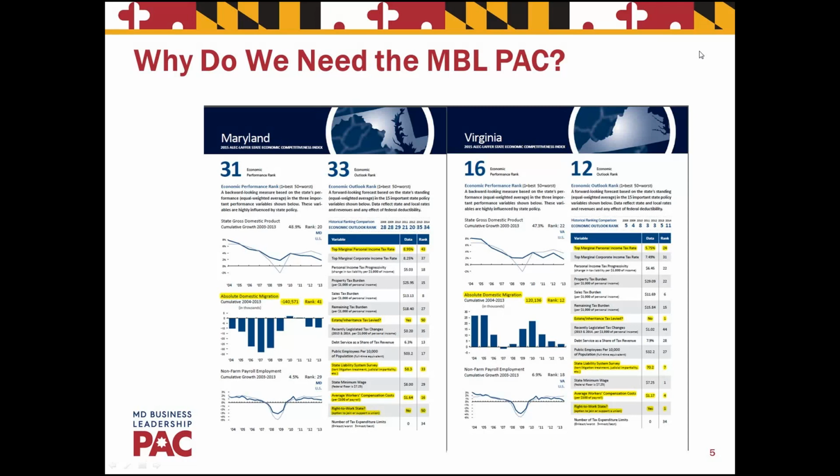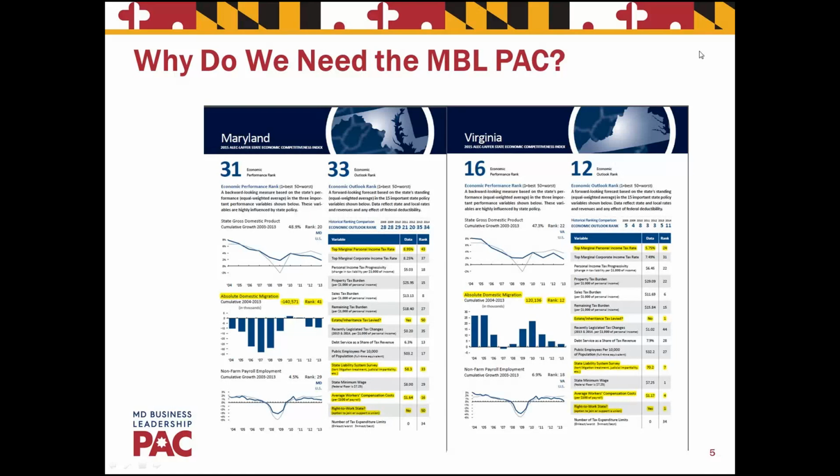And the theory is we have 50 economic laboratories around our country where we can watch and keep track and keep score. What do policies in those states do to the economy? How do they affect it? The result here, as you see, Maryland is ranked 31st. This is the 2015 data. Maryland's economic performance rank was 31st out of 50 states. Our economic outlook rank was 33rd out of 50.